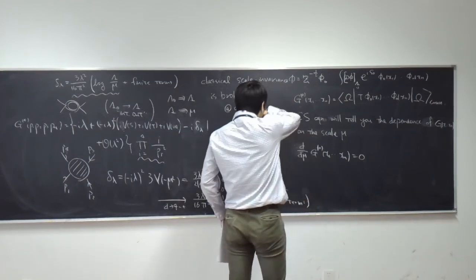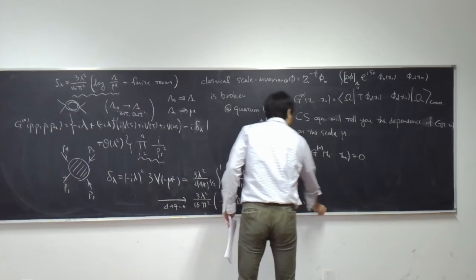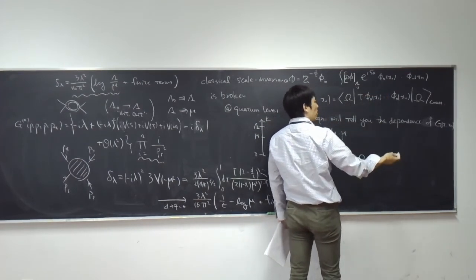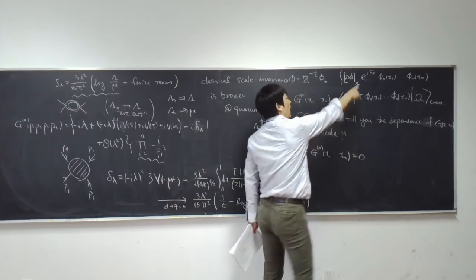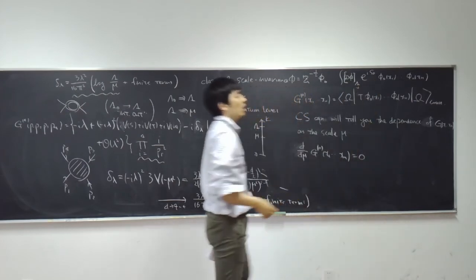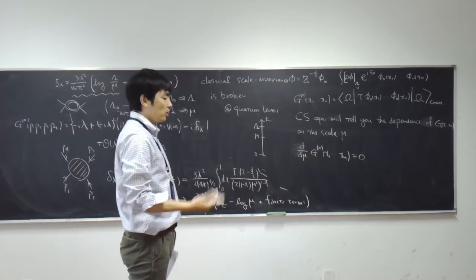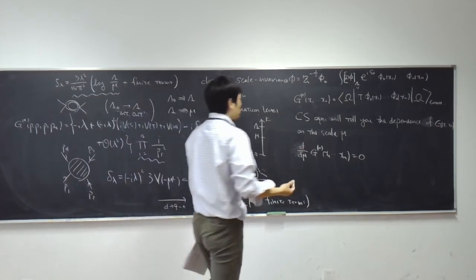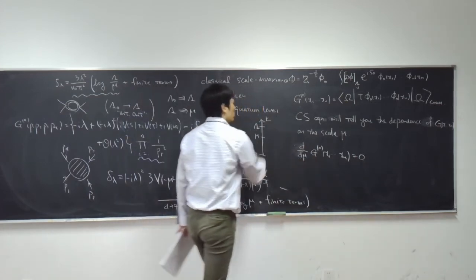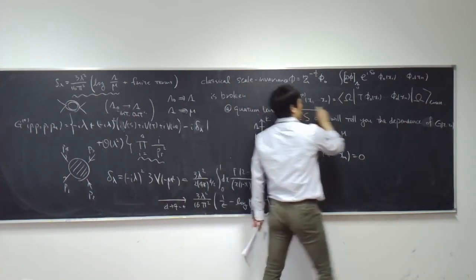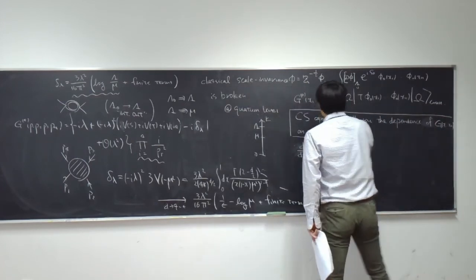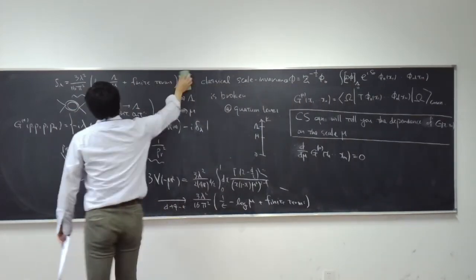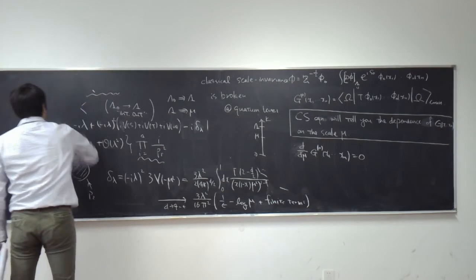However, as I mentioned, you can redefine the field from the bare to the physical field, and you can also redefine the action. The Lagrangian contains parameters, the coupling constant, and the parameters depend on the scale mu. So we just want to see how the correlation function G depends on the scale at which you measure.